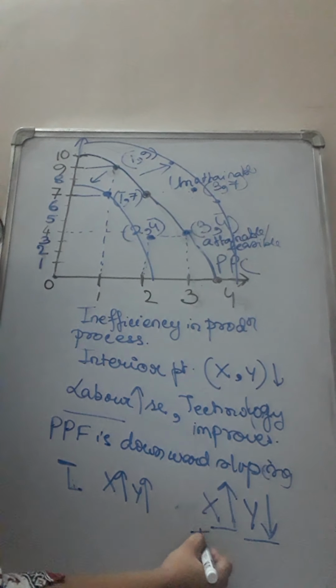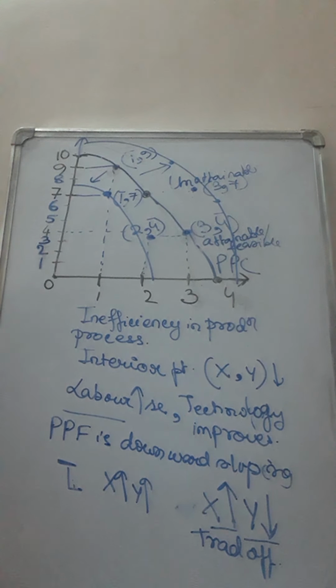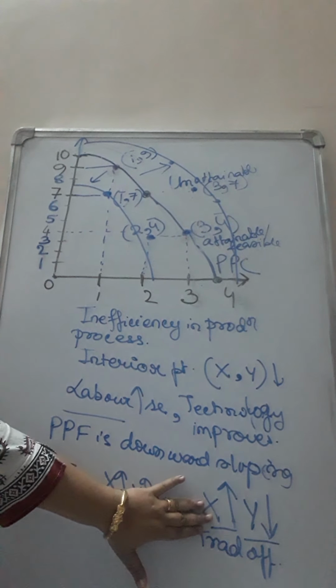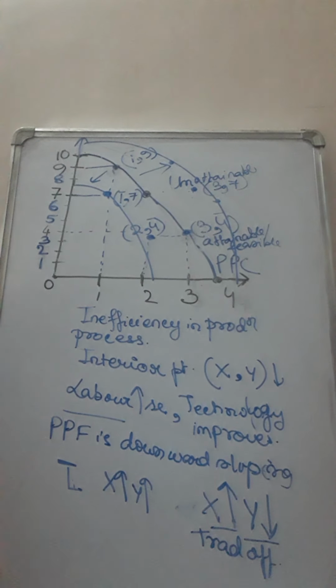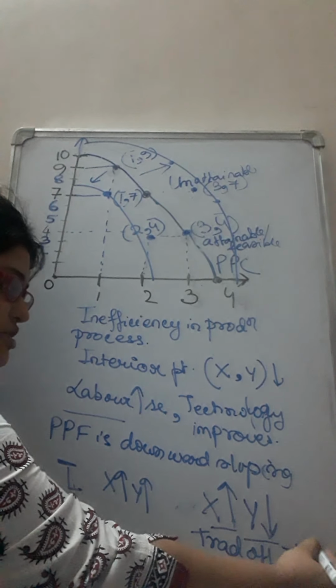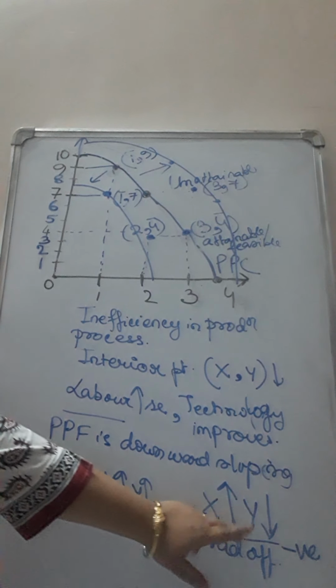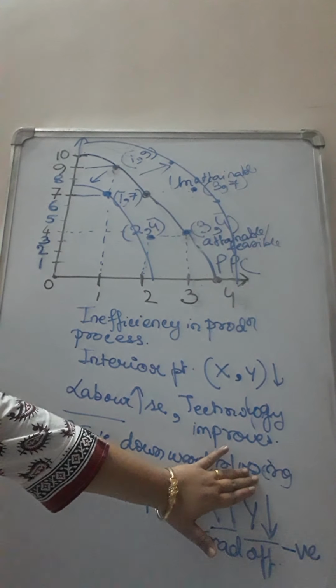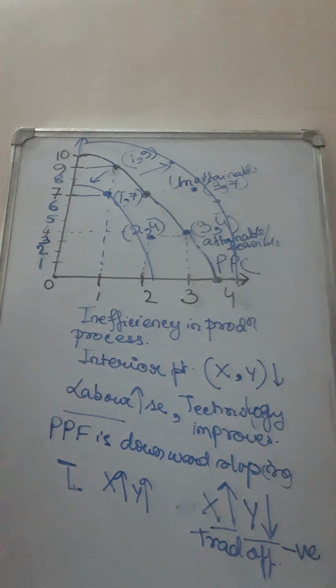So there exists what we call a trade-off between the two commodities. They both cannot be increased simultaneously, nor are both decreasing simultaneously. If you want to increase X, Y needs to drop down. An opposite relation exists, or we call it a negative relation, or a trade-off exists between the two. Then only you get a downward sloping curve. The opposite is also true. If you want to increase Y, you have to shift the labor from X to Y, so X production will go down.